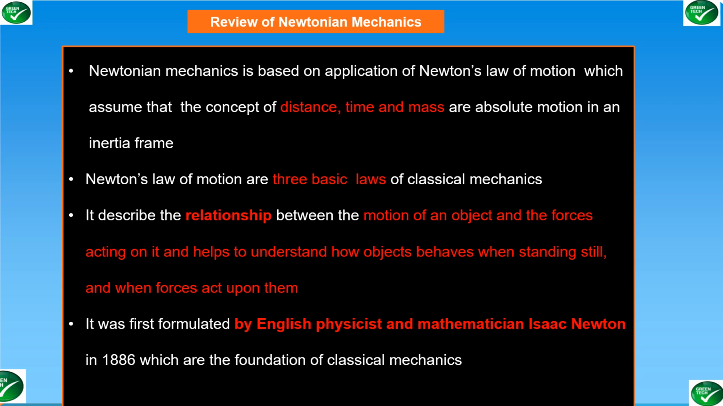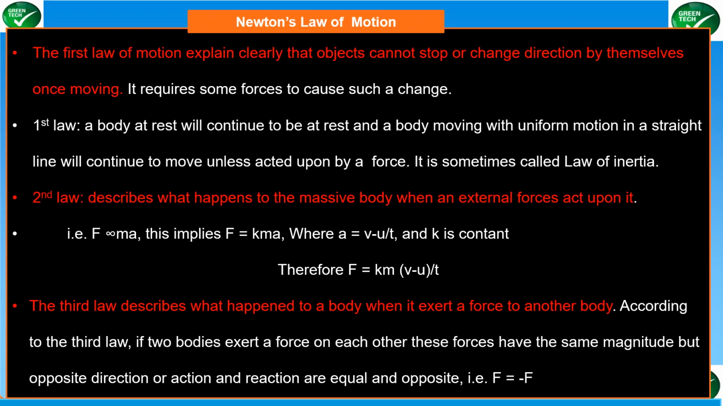Now, these laws were first formulated by an English physicist and mathematician, Sir Isaac Newton, in 1886, and are now the foundation of classical mechanics. The first law of motion explains clearly that objects cannot stop or change direction by themselves once they have started moving, while the second law describes what happens to a massive body when an external force acts upon it.